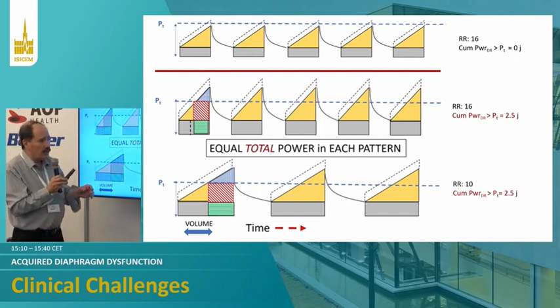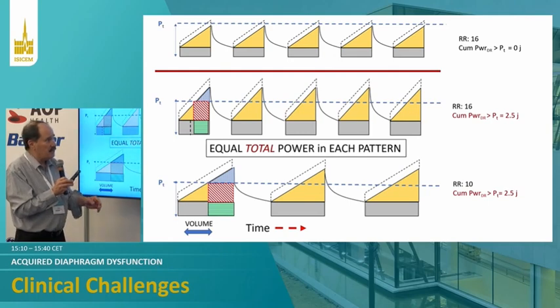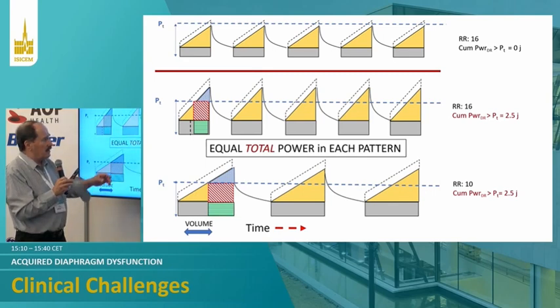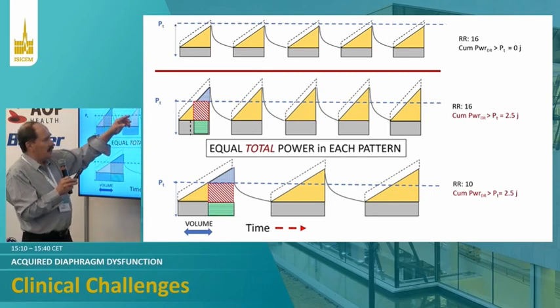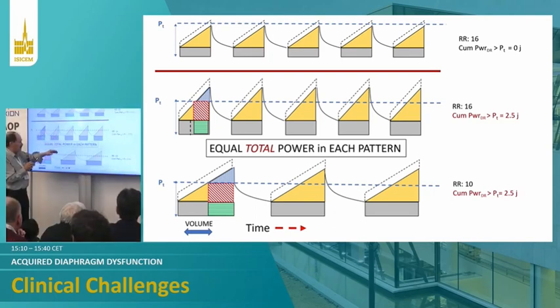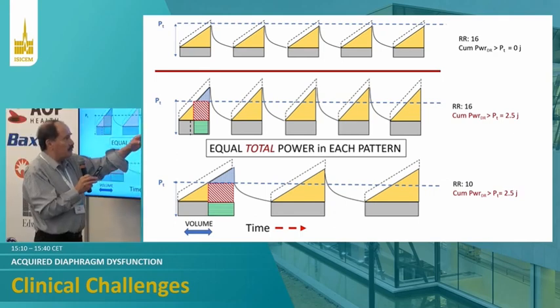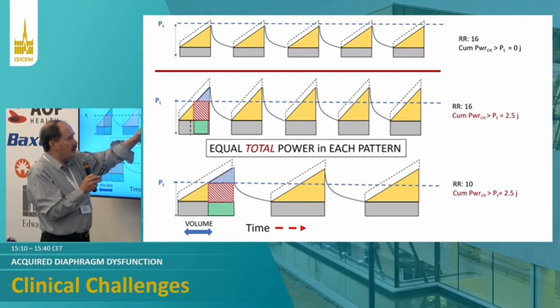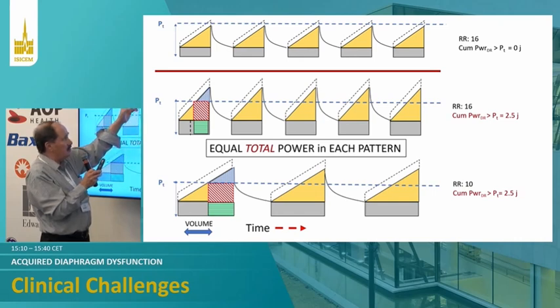If we look at total power, this is from a paper that I just published in Critical Care, John Lewis Journal. If you look at the cumulative power on each of these illustrations, you have equal total power in each pattern. Here the respiratory rate is 16. The cumulative power that's above the threshold pressure is 0. The threshold is the blue dotted line.